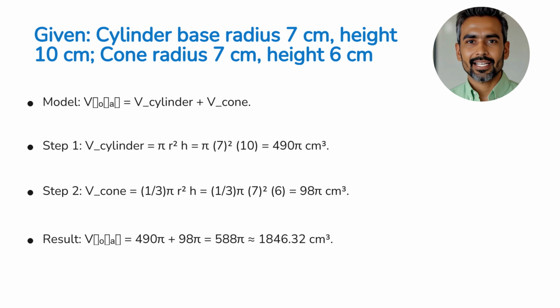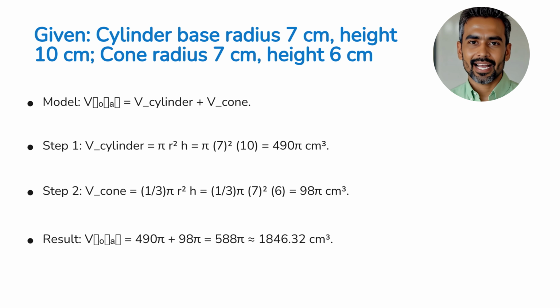Step 1. Calculate the cylinder volume. That's pi times 7 squared times 10. 7 squared is 49. So 49 times 10 equals 490. So cylinder volume equals 490 times pi cubic centimeters.